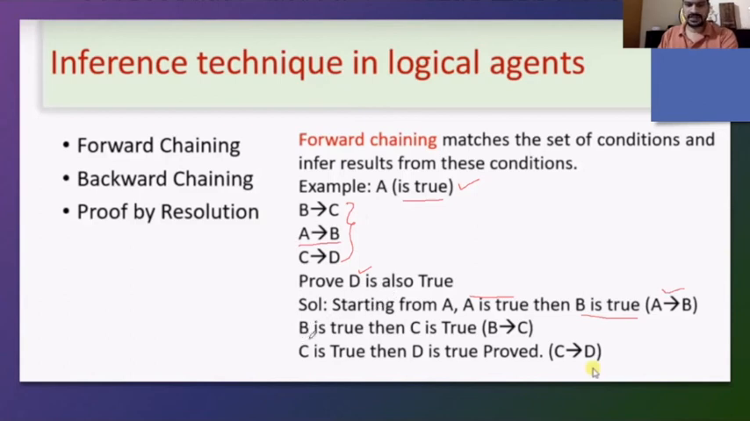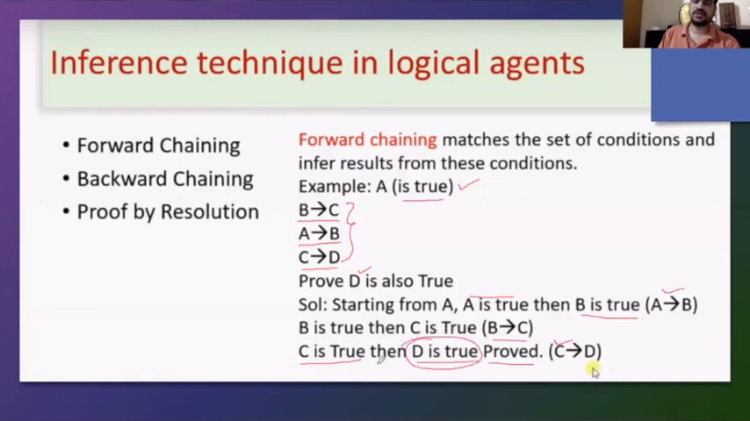Now the next one is: B is true, then C is also true. How? If we concluded that B is true, then C is also true with this particular propositional logic, which is B implies C. Now we concluded that C is true, then D is true. How can we find out D is true? Because this condition says that C implies D. It means if C is true, then D is also true, and we prove that D is also true. So this is the proof that we have to draw.